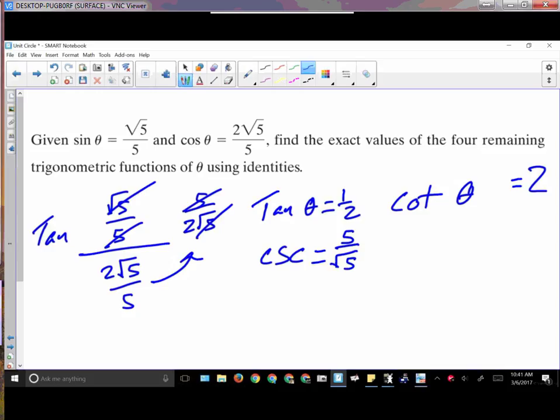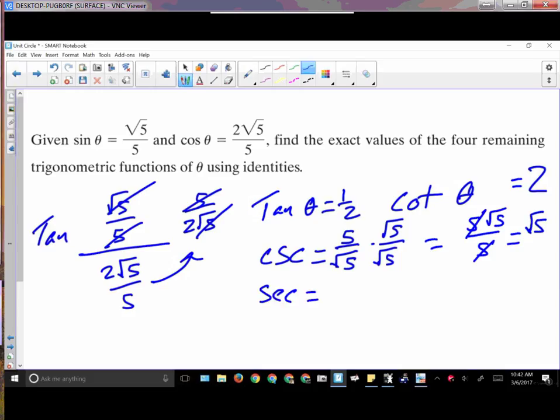Now, here's a little bit of a problem. This is basically a style format problem. In mathematics, we do not like to have radicals in the denominator, so we have to rationalize them. Whatever radical is in the bottom, we multiply the top and the bottom by it. It's just 1. So cosecant here is going to be 5 square root 5 over 5, right? But these 5's can cancel, so this is just going to be square root 5. That's it.